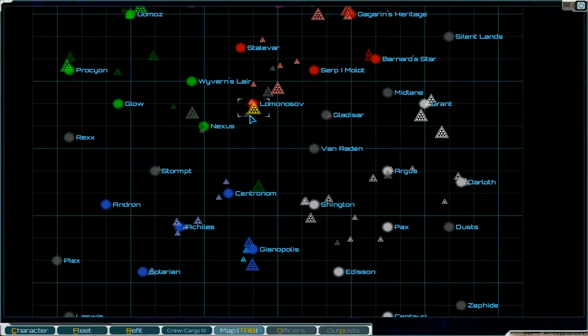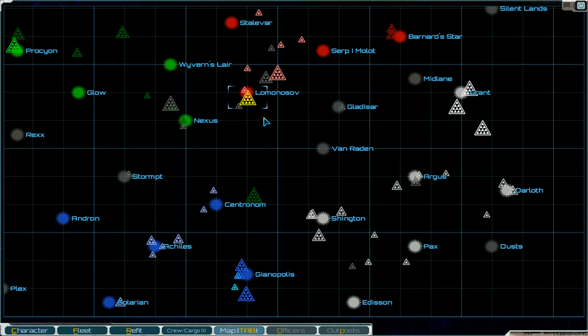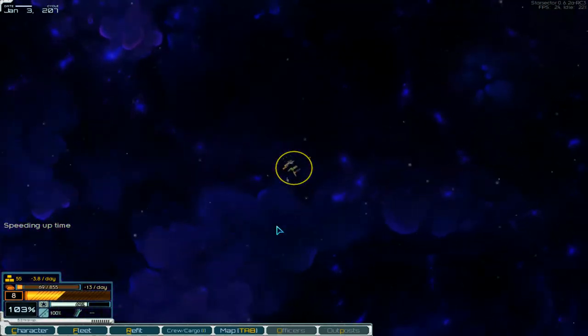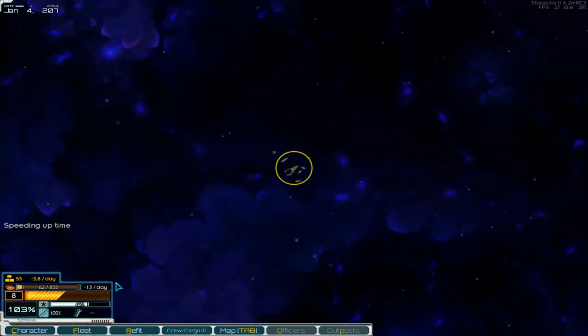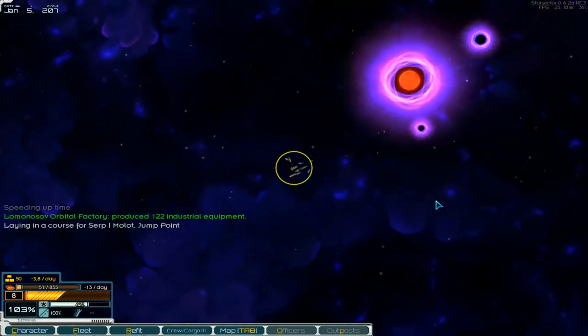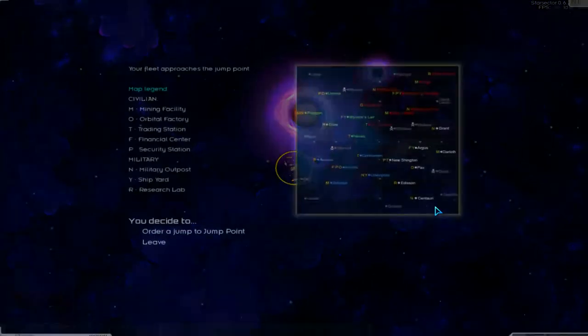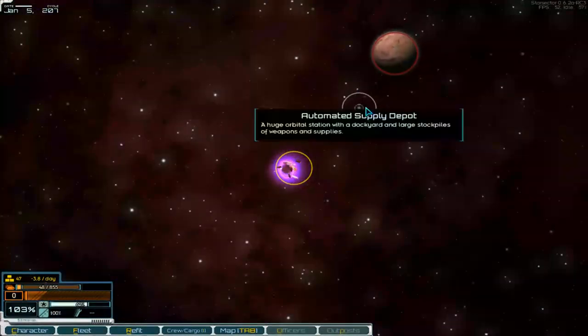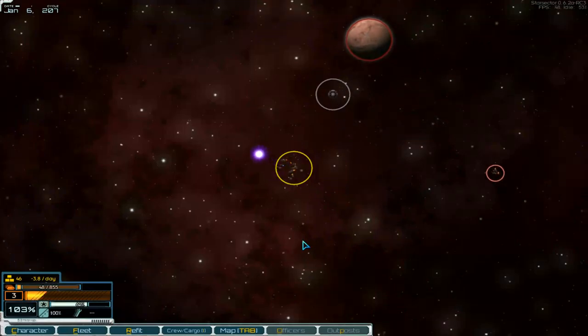More pirates, I think. I think we go to Zerp E Molot or Zerp 1 Molot, I don't know. Is the range okay? I think that's not a problem. Okay. Hyperspace 60. Okay, there it is. No problem. Jump in. It's an automated supply depot. Okay. Not interesting.